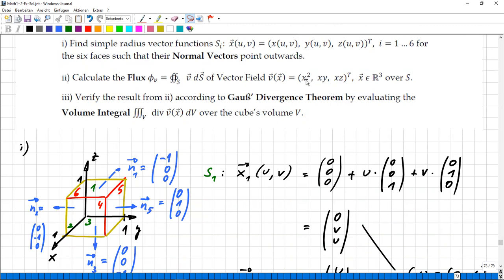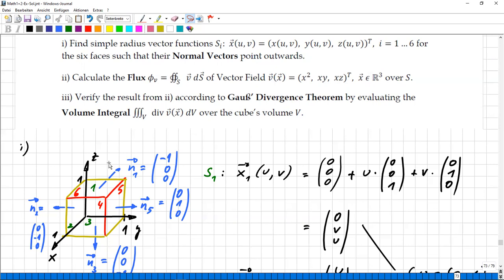So we get 0 squared, which is 0 here for the first vector component. Here we get 0 times v, which is also 0, and 0 times u is also 0. Why? Because everywhere there is a factor of x. In other words, it means that the vector field vanishes in the total region of the back face of this cube. Why does it? Well, actually, this vector field disappears everywhere in the drawing area. In other words, everywhere in the YZ plane.